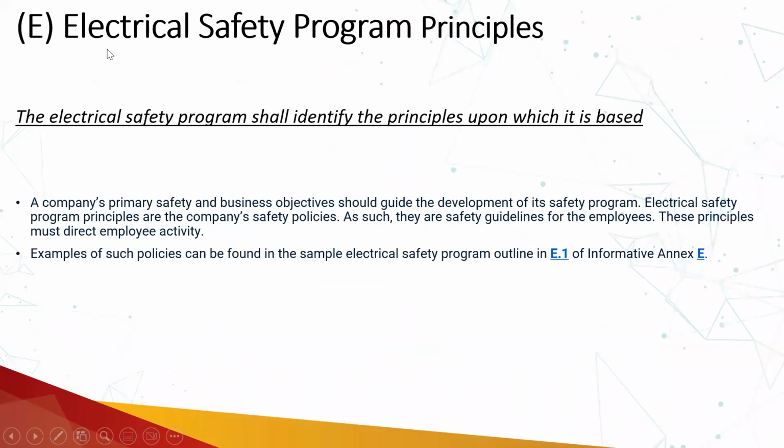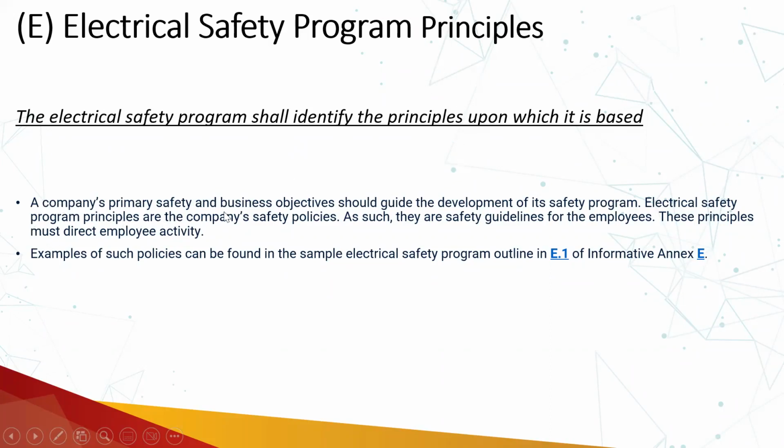Starting with 110.5(E), which talks about the electrical safety program principle. So if we define what the principles are, principles are basically things which set the tone or set the direction of anything. If this principle is related to electrical safety, then in any organization, this will be the topmost thing which will be setting the direction of the process, procedures, and the activity which you will be carrying out in your organization. So the electrical safety program shall identify the principles upon which it is based. So all your electrical safety program should be based on certain principles.